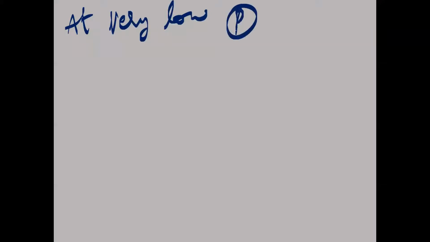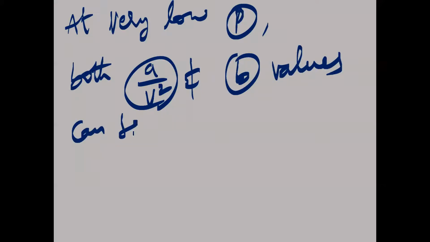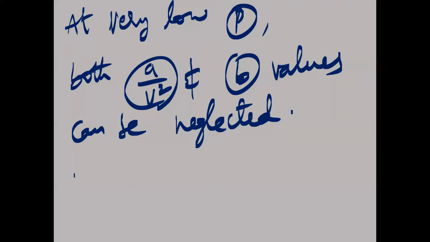So now, at very low pressure, what happens? Both small a by V square and b values can be neglected. When both are neglected, the real gas equation becomes what? The ideal gas equation. Therefore, instead of P plus a by V square, we write P, and into V minus nb, there we write V only.